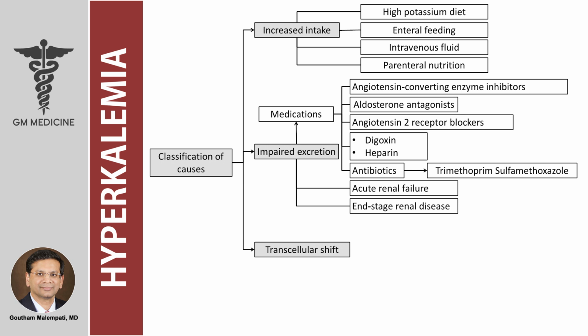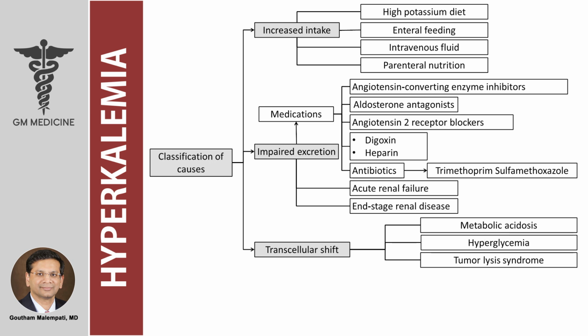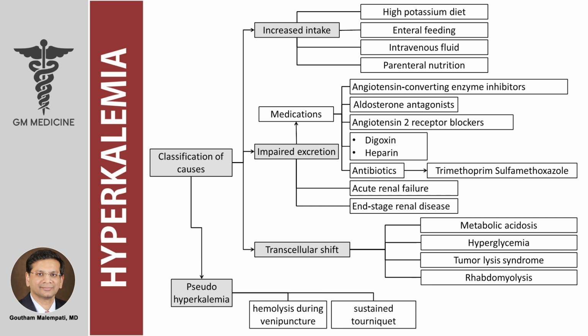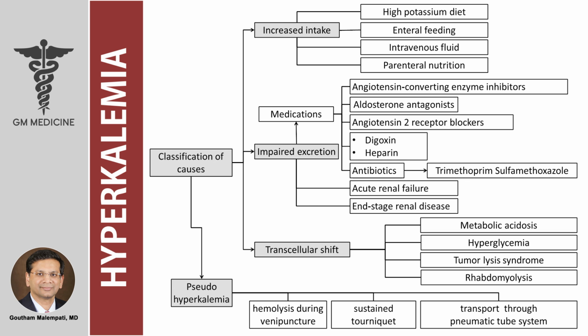Causes of hyperkalemia from transcellular shift could be secondary to metabolic acidosis, hyperglycemia, tumor lysis syndrome, rhabdomyolysis, pseudohyperkalemia, which is caused by hemolysis during venipuncture, sustained tourniquet application, and transport of the lab sample through the pneumatic tube system.